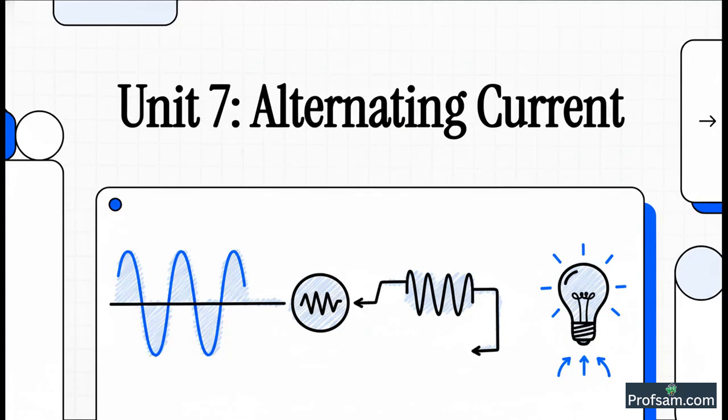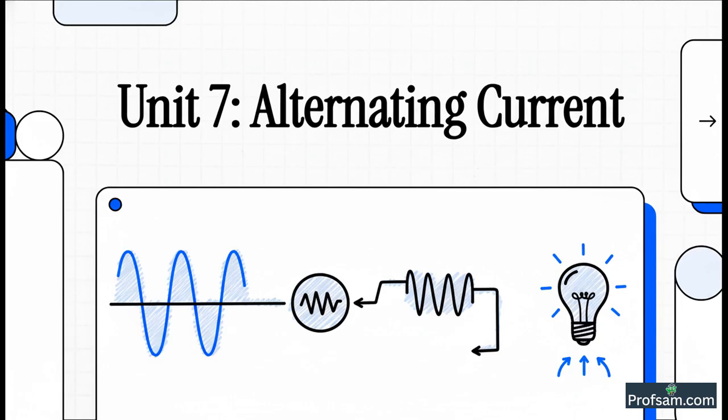Hello bachcho, today we are starting a brand new chapter, Unit 7, Alternating Current. Now, I know many students find this chapter a little tricky, but trust me, don't worry at all. We are going to break it down so simply that you'll never forget it. And yes, every single point will be 100% exam safe.